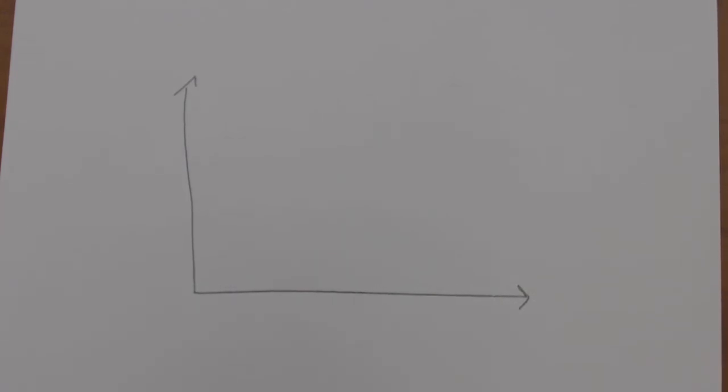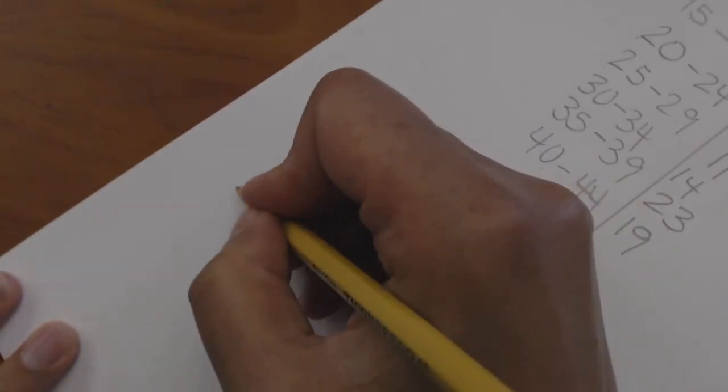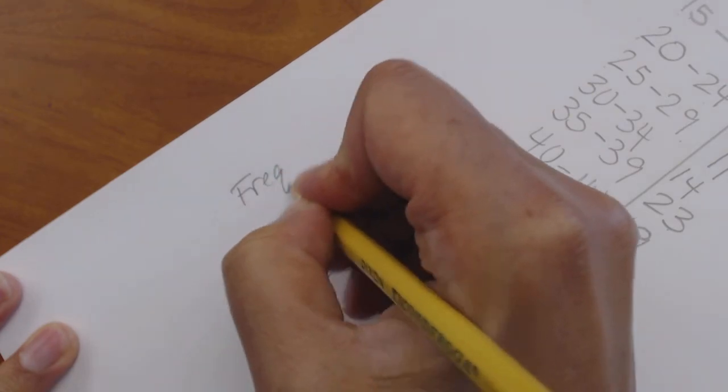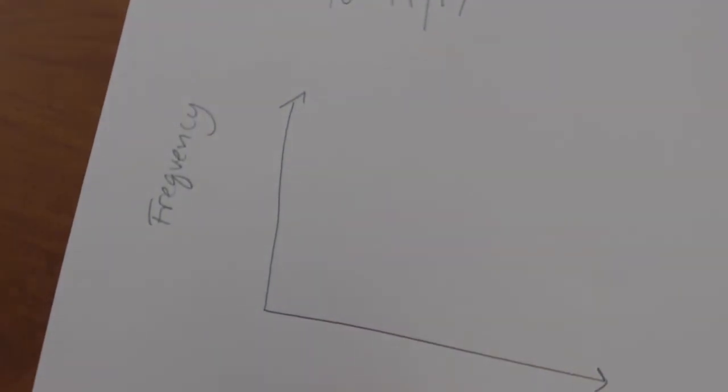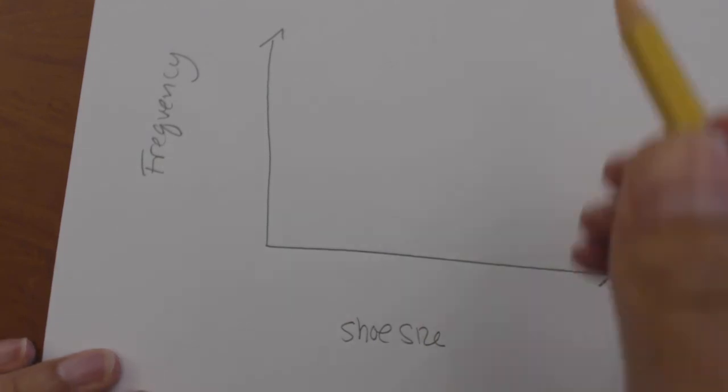When you do a histogram, I do want it to be on 1 centimeter graph paper, and I do want you to use a ruler. But this is really just to show you how to construct upper bounds and lower bounds and where you start, and so on and so forth. So the frequency is always here, and here are the shoe size groups. And we know we have 23.